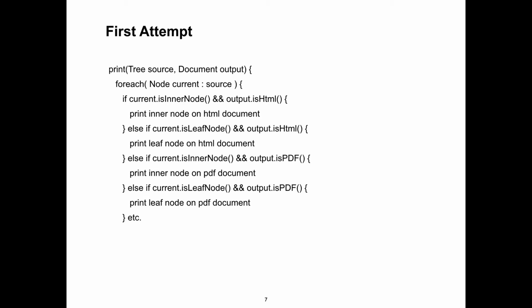We have a case statement on the type of node it is and a case statement on the type of document. And then if we add another type of node, or we add another type of document, we have to go into this huge case of case and modify all of the places, right? So far, so good.